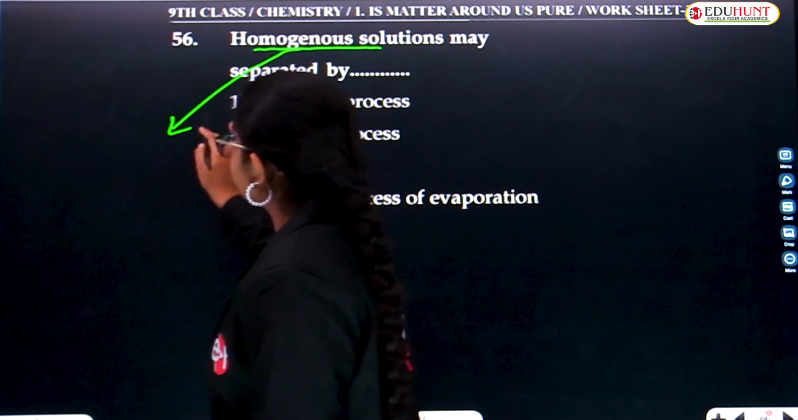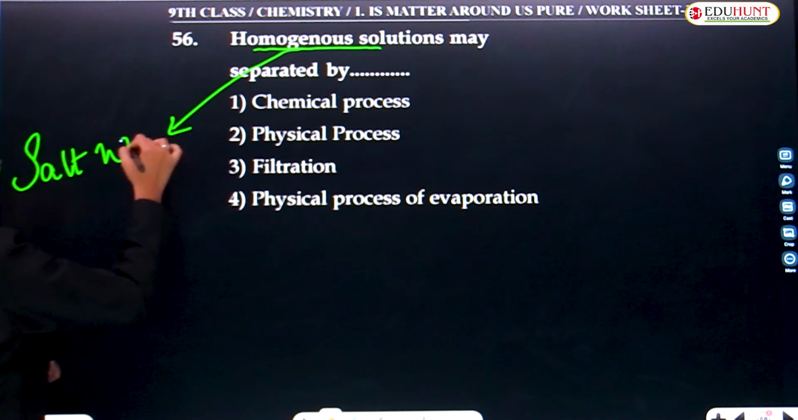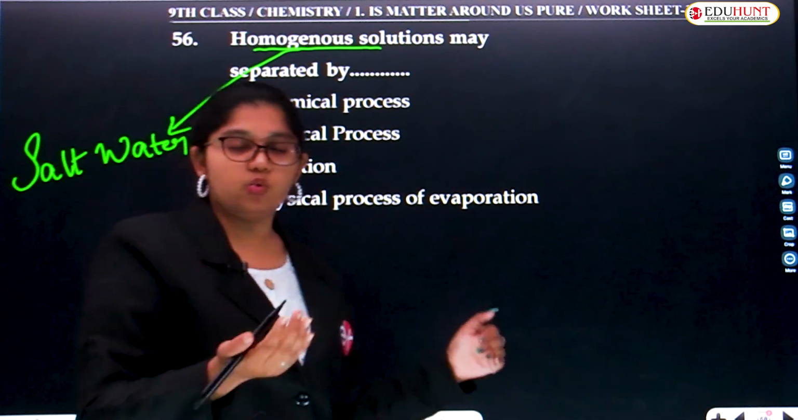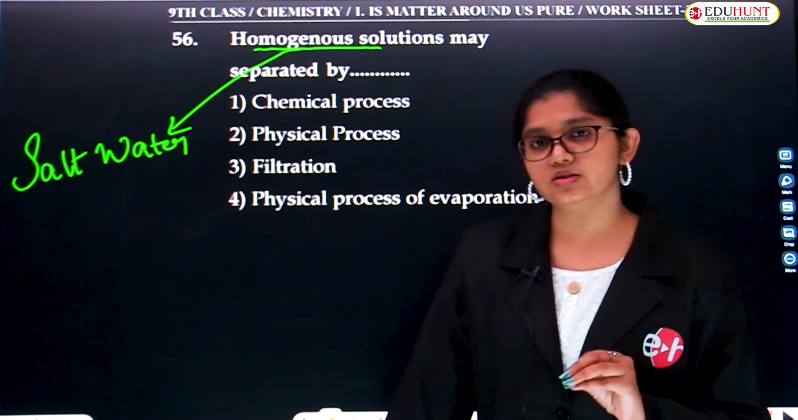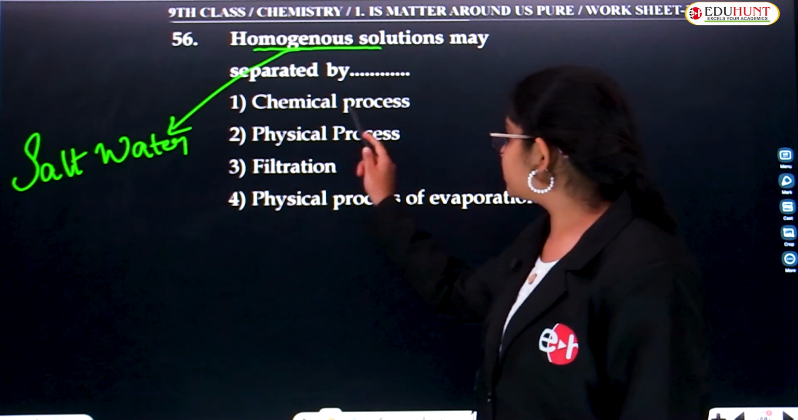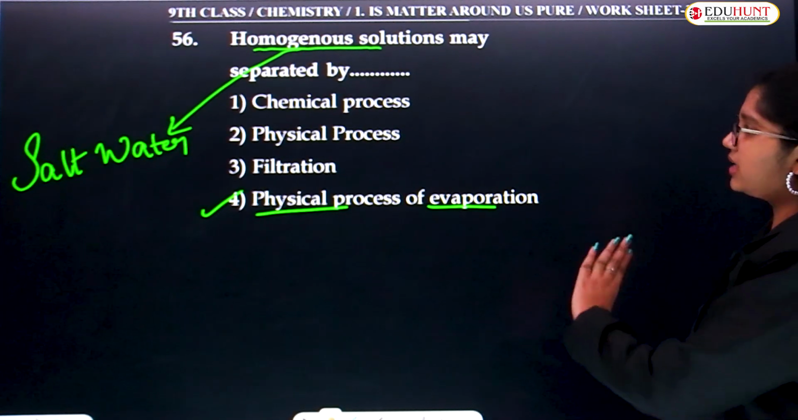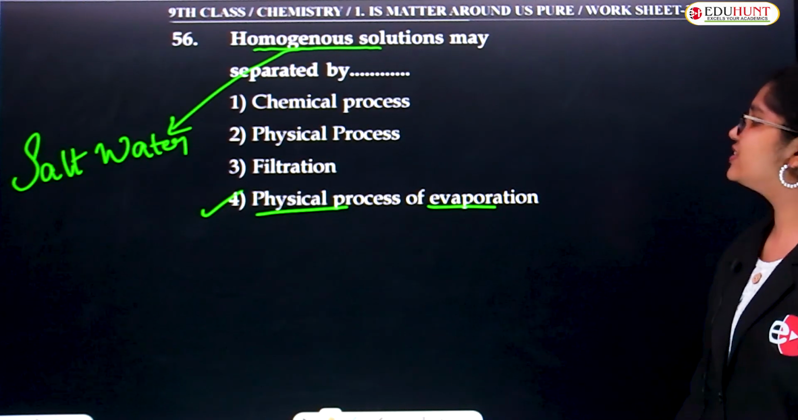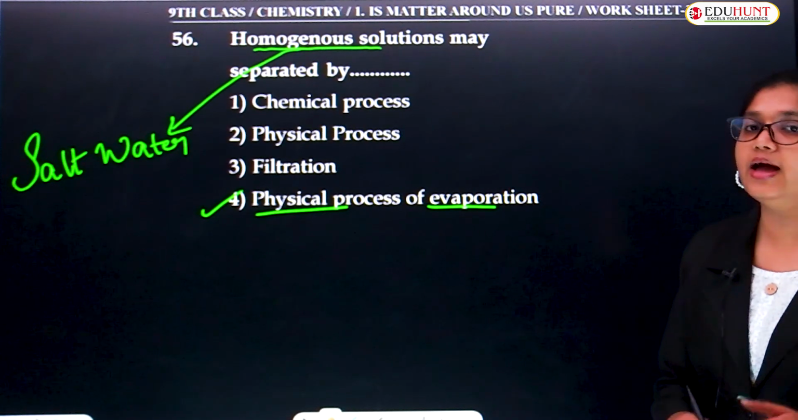What are examples of homogeneous solutions? Come on, tell me. Salt water. We had examples just previously, no? Sugar water, salt water, ammonium chloride. How are you going to separate that from the water? Which process? Evaporation. Is that a physical process or a chemical process? Physical process of evaporation, right? Clear? They ask in a different question manner, but the given options are the same. So the homogeneous separation takes place by the physical process of evaporation.